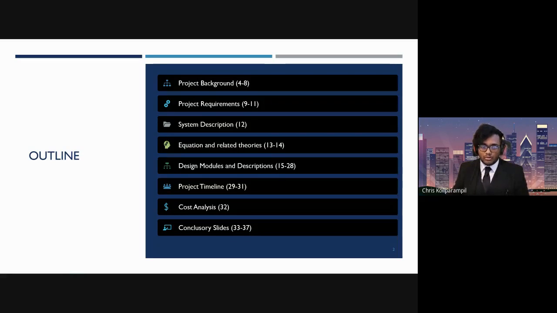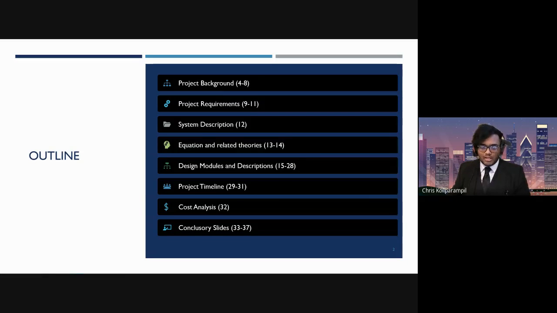We start out with the project backgrounds and requirements, which essentially is the what's and the whys. We will move on to the system description and equations and theories, which serve to explain how we're going to do what we set out to do. Now, next comes the design modules and descriptions. It's the nitty-gritty of why we're doing what we're doing, everything that happens behind the scenes.